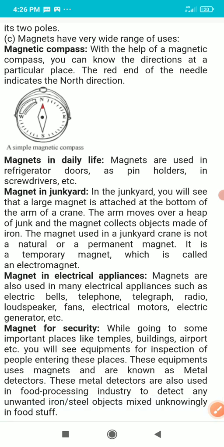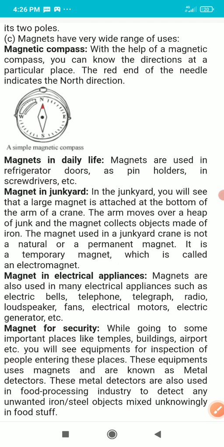Magnet in electric appliances. Answer: magnets are also used in many electrical appliances such as electric bells, telephones, telegraph, radio, loudspeakers, fans, electric motors, electric generators, etc.